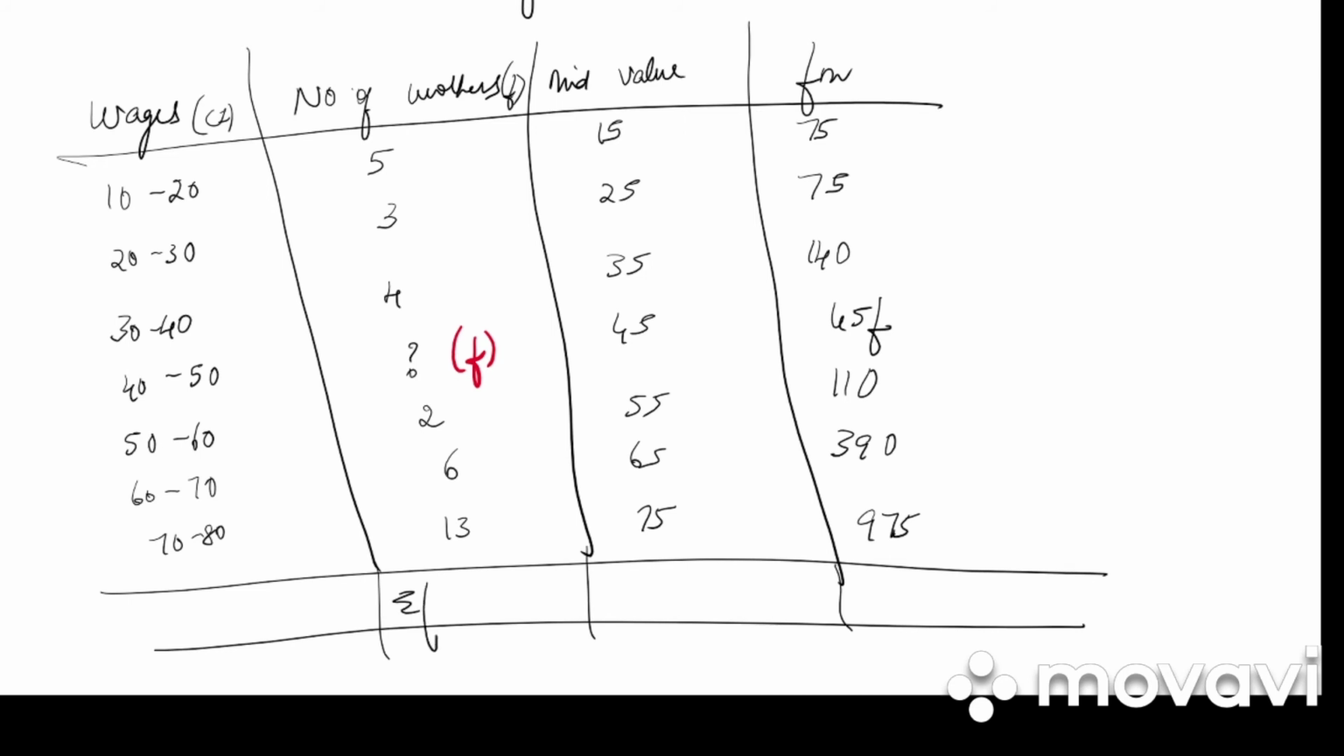So what is summation f? It is 33 plus f. Why 33 plus f? 5 plus 3, 8, 8 plus 4, 12, 12 plus 2, 14, 14 plus 6, 20, 20 plus 13, 33 plus f. So 33 plus f. And what will be summation fm? It is 1765 plus 45f.